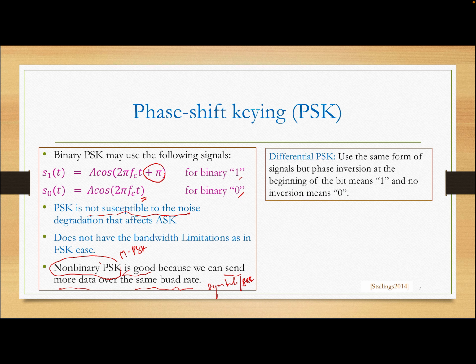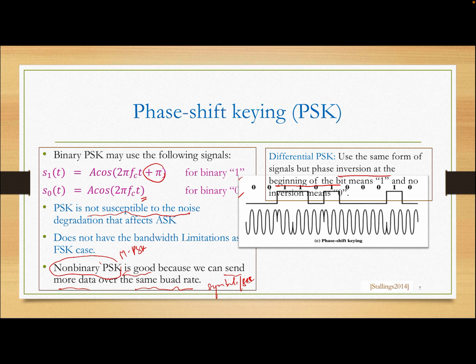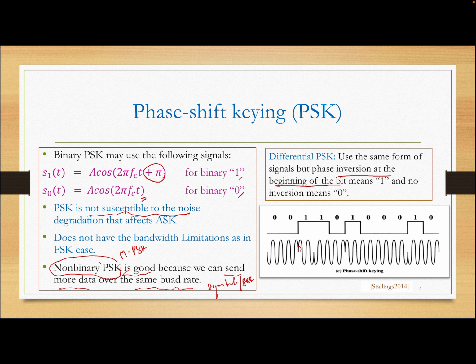Now we will talk about the differential PSK. Differential PSK is a form of differential encoding that we have seen in the NRZ-I. You can see that the inversion at the beginning of the bit will tell you whether it's 1 or 0. So if it has inversion, it means bit 1. This one has inversion of the phase, bit 1; inversion of the phase, bit 1; no inversion, bit 0; inversion, bit 1; no inversion, bit 0, something like this. So this picture is a kind of differential encoding example.